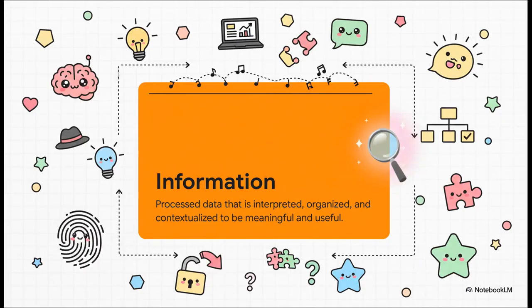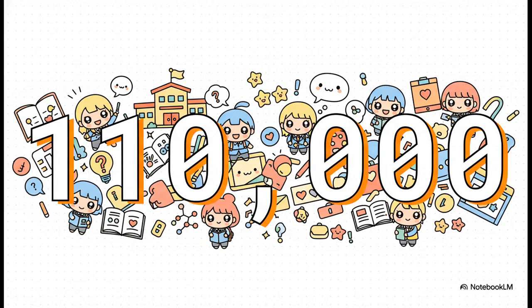Information, on the other hand, well, that's what happens when you start connecting those clues. It's that aha moment when you run the fingerprint and get a match. You've processed that raw data, you've given it context, and you've turned it into something meaningful that actually helps you solve the case. Let's see this in action.